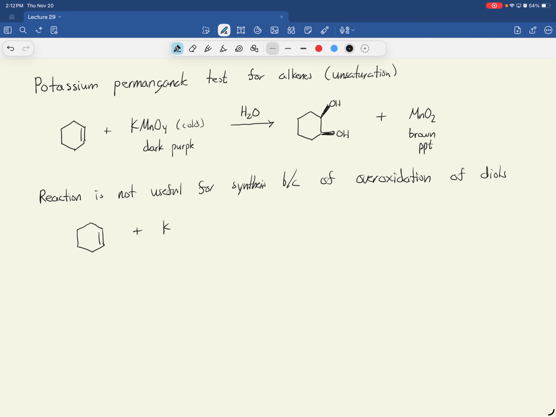So what happens here, potassium permanganate, if in water, and if you heat it up, it tends to cleave the bond completely. So what you get here is cleavage of the bond, cleavage of the ring, and you get oxidation of the alcohol to carboxylic acid. So this is a great way to form diacids.